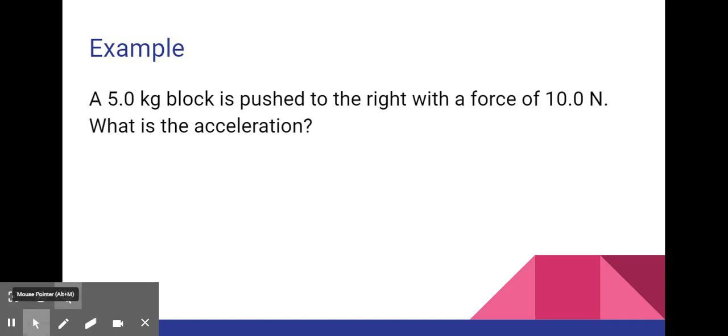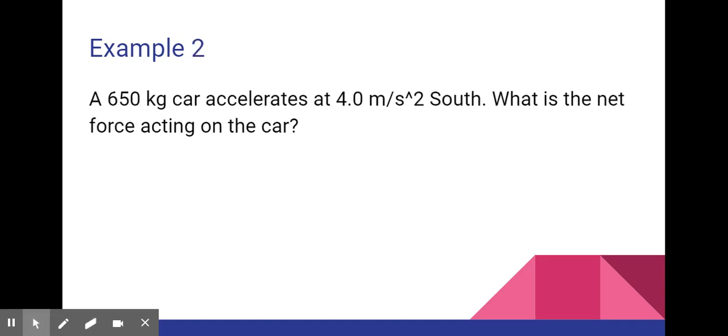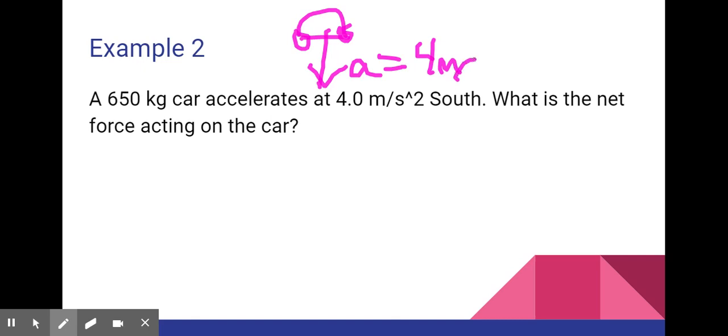Let's do another example together. We have a 650 kilogram car that accelerates at 4 meters per second squared south. What is the net force acting on the car? So again, good idea to draw pictures. Here's our car, and it's going south. It's accelerating. So a equals 4 meters per second squared, and our mass is 650 kilograms.